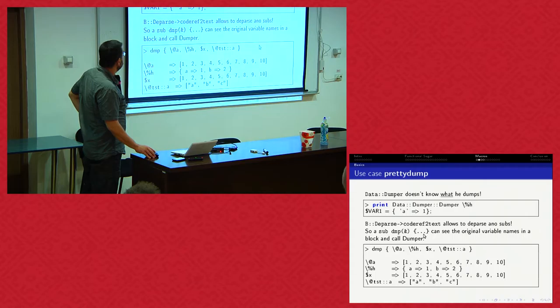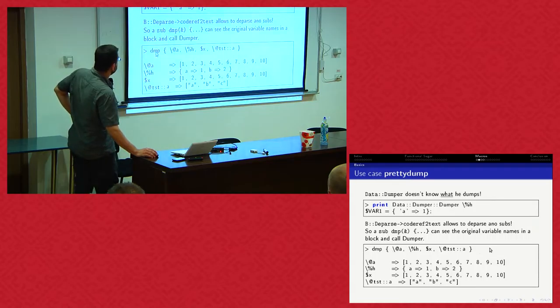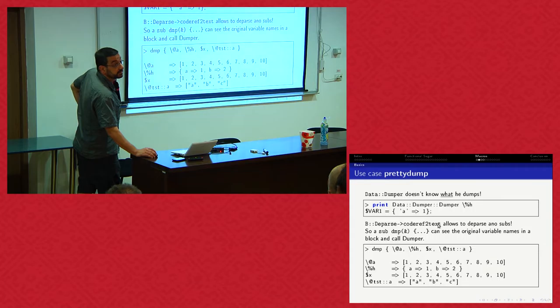And this is a code block. I can call B::Deparse coderef2text, and then I get this text back from B::Deparse. So I can match the results I get with the names I get.